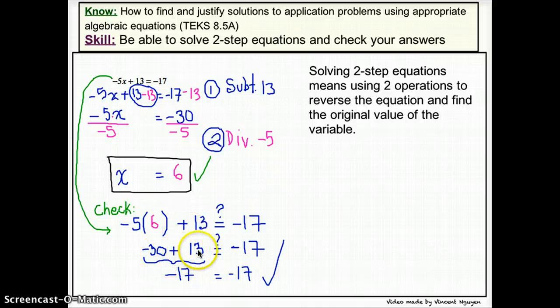Negative 30 plus 13 means negative 30 and positive 13 combined will give you negative 17. And no argument here, negative 17 is equal to negative 17. So we are checked out. That means that is our solution.